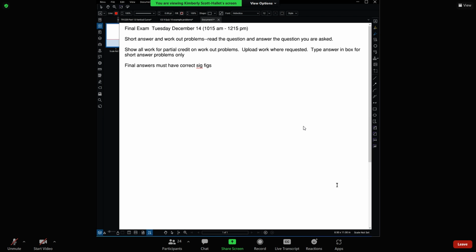Final answers have to have the correct sig figs. As you guys have noticed on the quizzes, I'm getting a little bit more lenient on how many points I'm taking off. At the beginning, I took off more points than I am later in the semester, hoping people would have gotten the clue that you are going to miss points. But again, on the final, if you don't have appropriate sig figs, points will be deducted, even on the workout type problem. So make sure that your final answers have the correct number of significant figures.